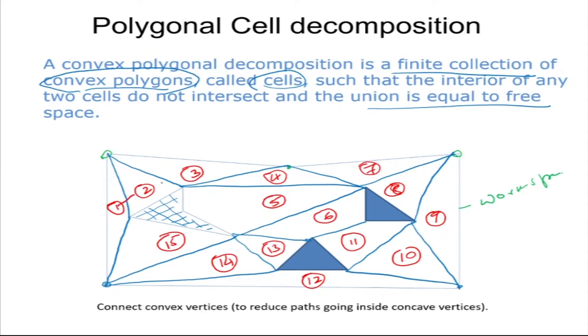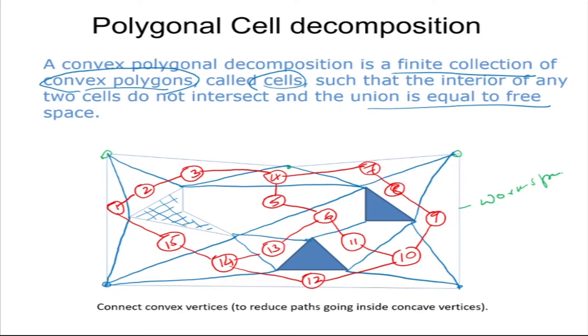1 is connected to 2, 2 is connected to 3, 3 is connected to 4, 4 is connected to 7, 4 is also connected to 5, 7 is connected to 8, 8 is connected to 9, 9 is connected to 10. Now 5 is also connected to 6, 6 is connected to 11, 11 is connected to 10. Now 1 is also connected to 15 and 14. There is a connection here also, one here and one here. So these are all the connections in between the cells. I've put numbers onto all the cells and connected them. Now I know exactly what the connection diagram would look like. In fact, this red line is showing you the connection diagram.